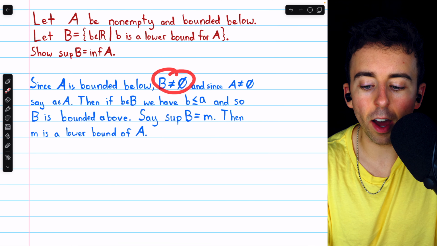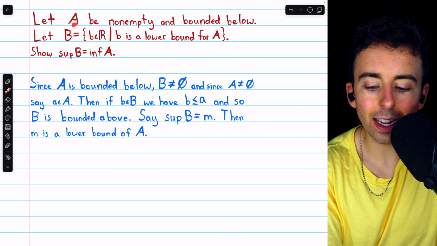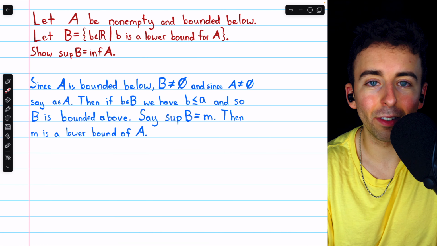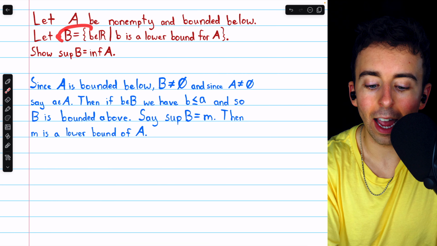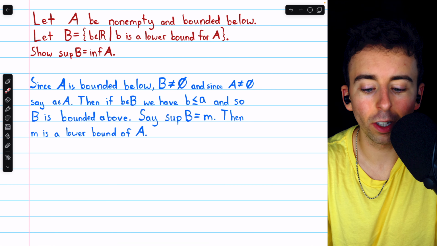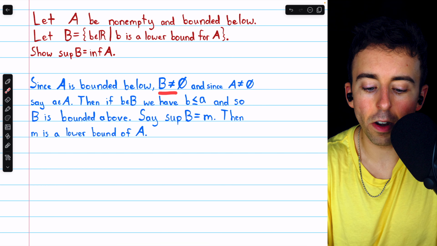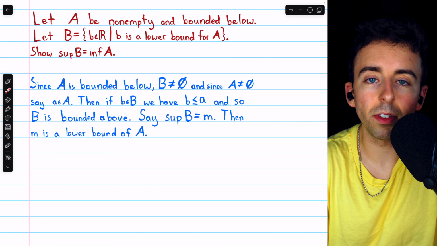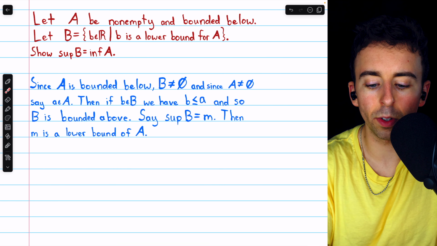We know that B is non-empty because the set A is assumed to be bounded below. Hence, A certainly does have lower bounds, and B necessarily, by definition, would contain all such lower bounds. So B is non-empty. We also need to show that B is bounded above to use the axiom of completeness, and that too is straightforward.